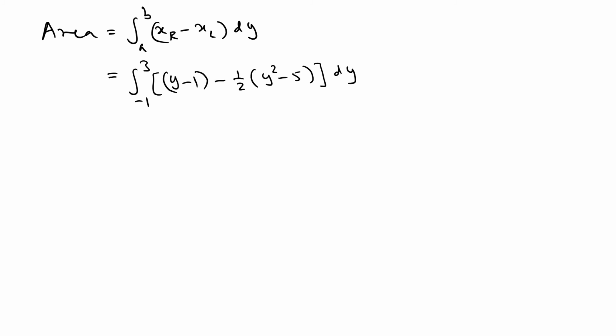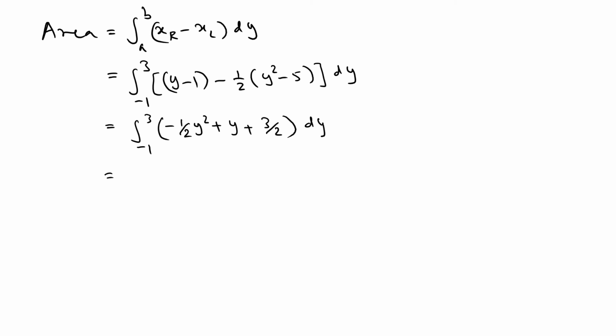Everything looks great. So now, going from -1 to 3, if you simplify, you get -1/2 y squared plus y plus 3/2. It's a good idea to simplify, because it cancels out some unnecessary terms.